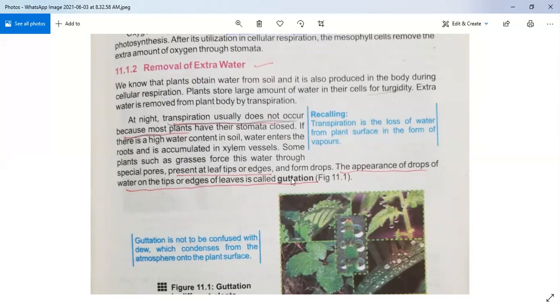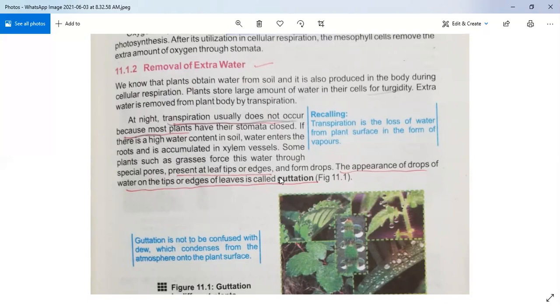So the appearance of drops of water on the tips or edges of leaves is called guttation. I hope you understand how extra water is removed from the body of a plant. There are two methods. First, it can be removed by transpiration. Secondly, it can be removed through guttation.